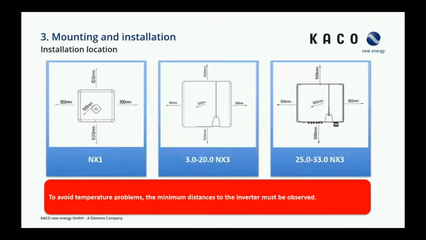Okay, it's also important to check the minimum distances, because if you don't keep them, the inverter can overheat again. Here we can see the minimum distances are the same for the NX1 and the smaller NX3 inverters. The bigger ones, the 25 to 33 NX3 inverters, also need 500 millimeters on the sides. That's because the fans are installed on the sides of the inverter.